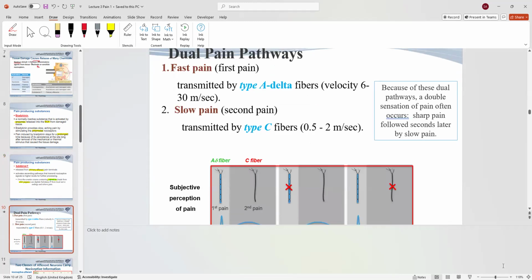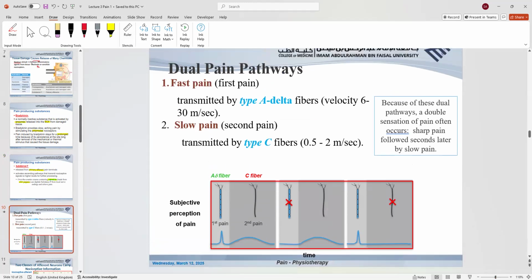So what we have discussed a short while ago is that you can have two types of pain. One is fast pain and another is slow pain. Very simple to remember. Fast pain will be transmitted by myelinated fibers, and the myelinated fibers here are the thinly myelinated A delta type of fibers, where the velocity of conduction is around 6 to 30 meters per second. And then the slow pain is transmitted by C type of fibers, which are unmyelinated fibers, much slower as compared to A delta fibers.